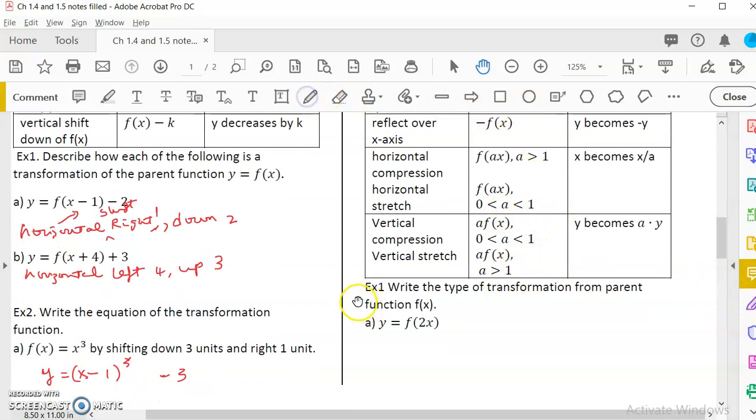So we can see that this is multiplying a 2 inside. So if I multiply a number inside, it means horizontal. Okay, and the number 2 is greater than 1, so it is horizontal compression. So we can write that this new formula will have a similar shape to the original function, but horizontal compression. Okay, it's not stretching, it's compressing it by a factor of 2.